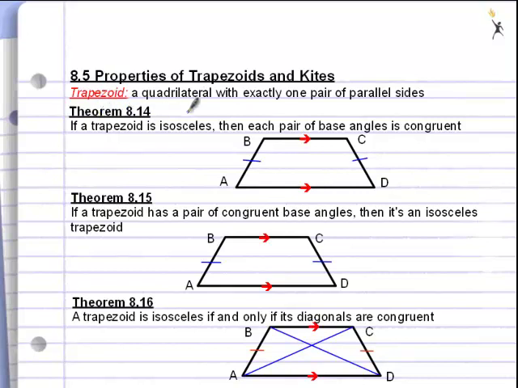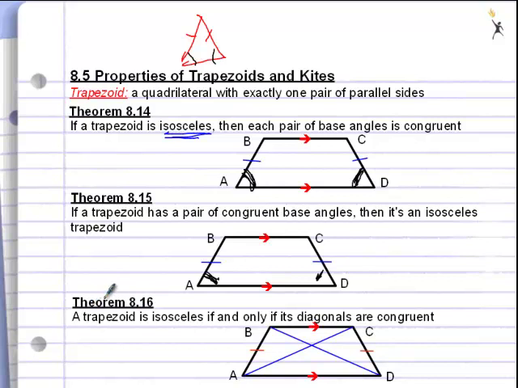Theorem 8-14 says if a trapezoid is isosceles, then each pair of base angles is congruent. What that means is, here we have two parallel lines. We have congruent sides, and then just like in an isosceles triangle, if the sides are congruent, then the angles opposite those are congruent. If these two sides are congruent, then these two angles are congruent. That's what it means when it says base angles. It also says that if a trapezoid has a pair of congruent base angles, if these two angles are congruent, then it's an isosceles trapezoid where the sides are congruent.